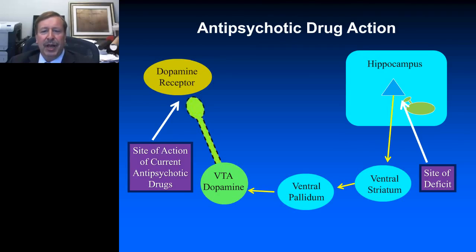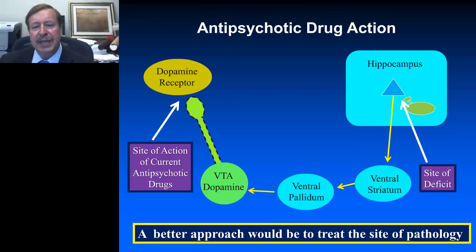In other words, we block it 1, 2, 3, 4, 5 synapses downstream from where we think the actual problem is. So it's not a surprise that the drugs that are used to treat schizophrenia may not be the most effective. And of course, these drugs weren't really developed to treat schizophrenia. They were found to be effective in schizophrenia serendipitously. In fact, a number of years before dopamine was actually discovered to be a transmitter in the brain, and well before these drugs were found to act by blocking dopamine receptors.